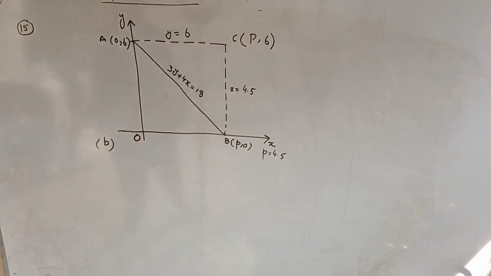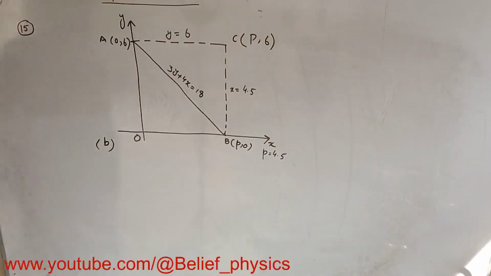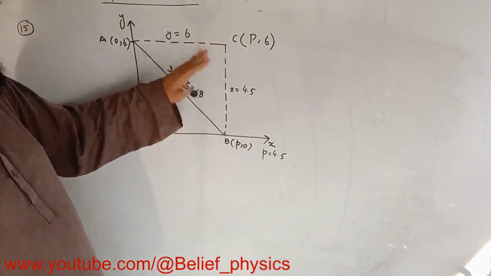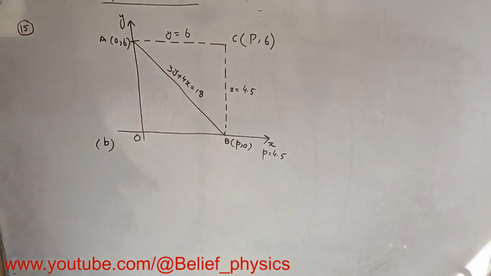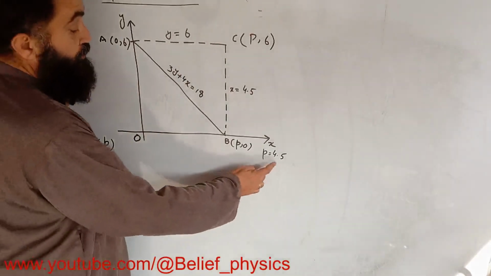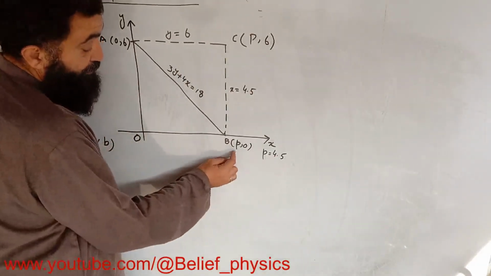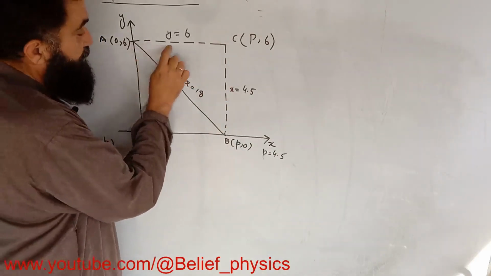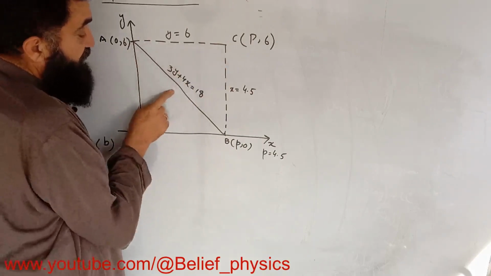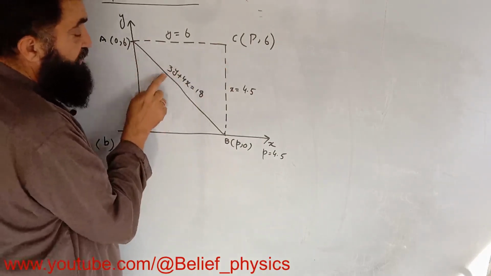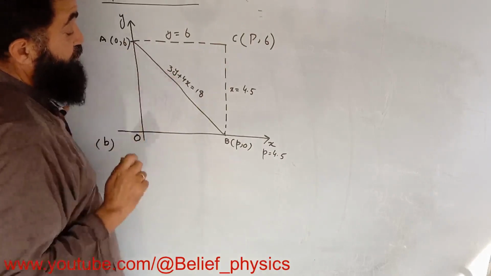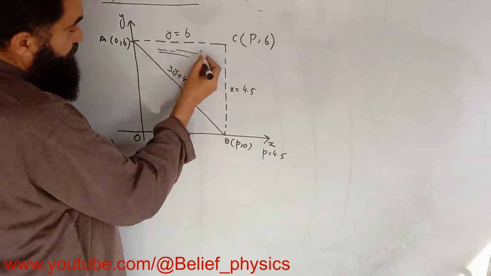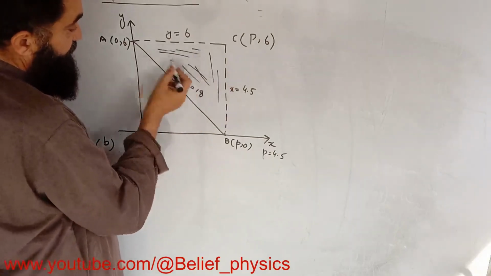Now B part is, write down 3 inequalities which define triangle ABC, the inside of the triangle. Now we have just found that P is equal to 4.5. It means x is equal to 4.5. This line represents x is equal to 4.5. This is y is equal to 6. So this line represents y is equal to 6. And this line is 3y plus 4x is equal to 18. We have to define this portion. This portion, all of this.